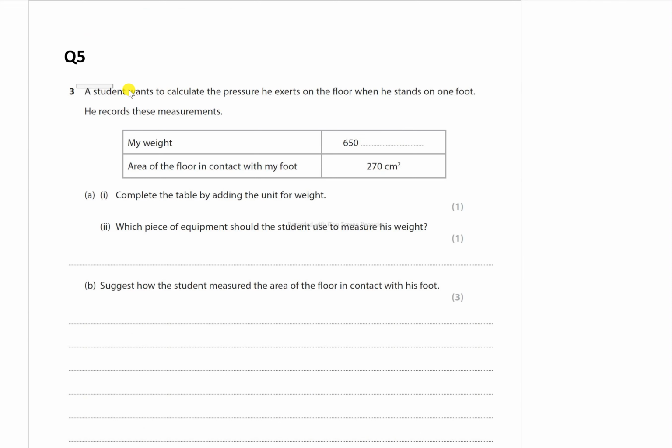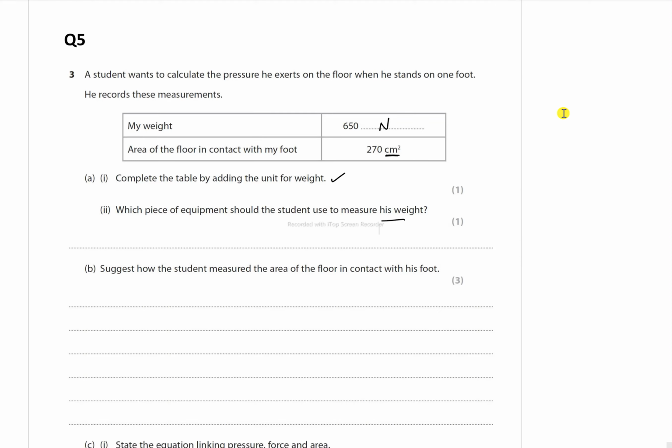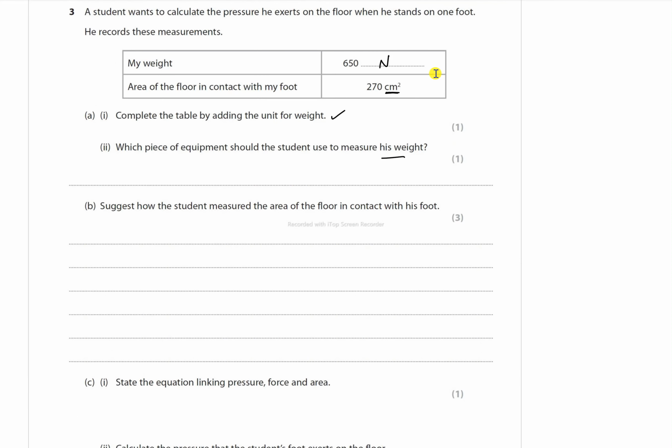Right, okay, a student wants to calculate the pressure he exerts on the floor when he stands on one foot. He records these measurements. So his weight is 650 newtons. The area is in centimeters squared. Complete the table by adding the weight. The unit for weight is newtons. Which piece of equipment should he use to measure his weight? A balance or a scale? I like the words weighing scale.